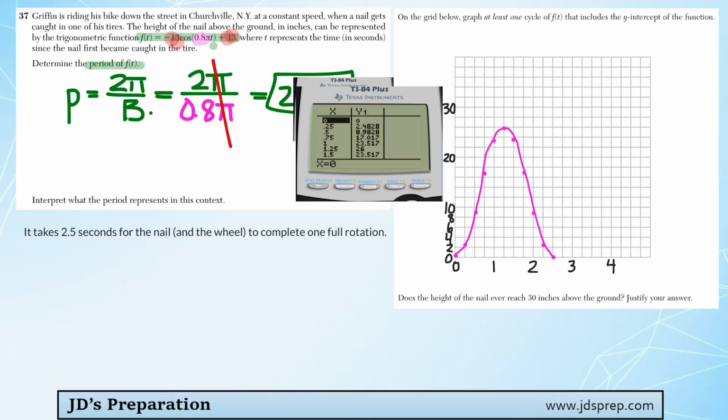All right, moving on to the final part of the question. Does the height of the nail ever reach 30 inches above the ground, and justify your answer? Well, we've already talked about this. We figured out that the maximum was at 26 inches. You can also tell that's the case because, well, we graphed it.